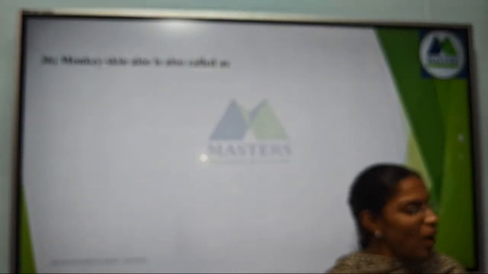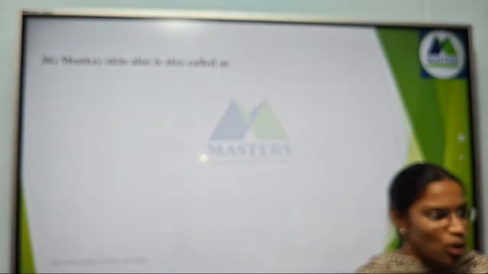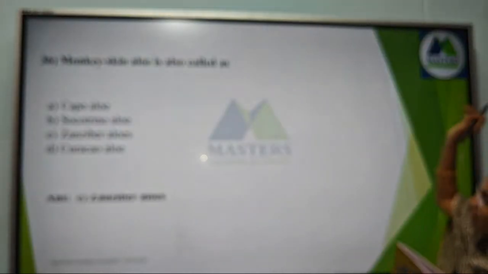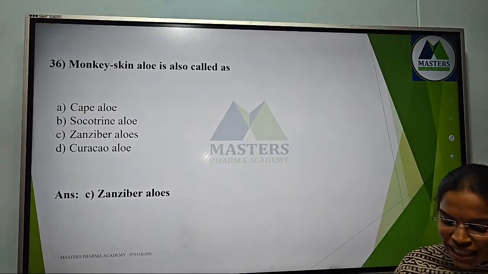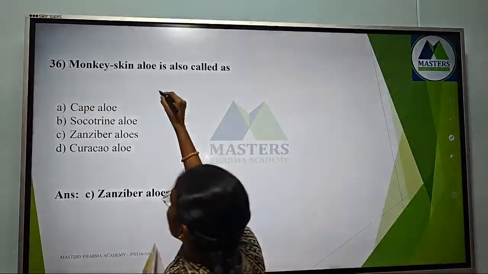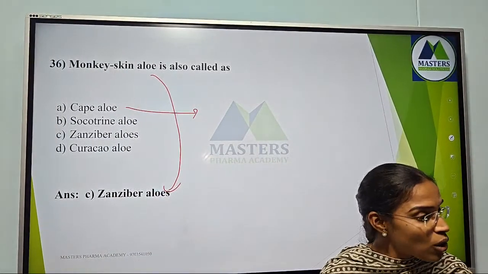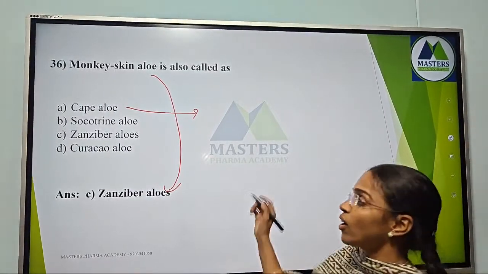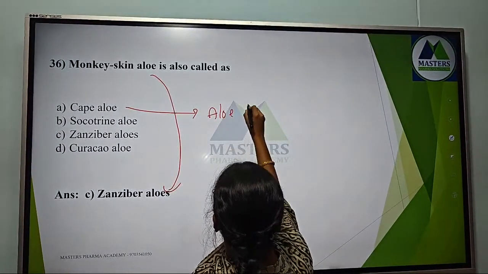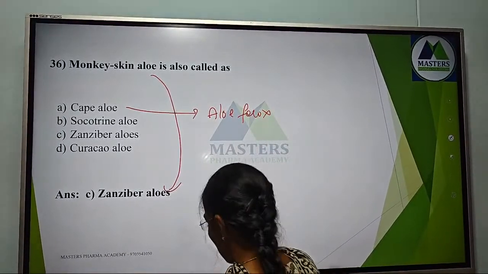Okay. Very important question, question number 36. Monkey skin aloe is also called as Cape aloe, Socotrine aloe, Zanzibar aloe, or Curacao aloe. The right answer is Zanzibar aloe. What is Cape aloe called? Cape aloe is also known as aloe ferox.